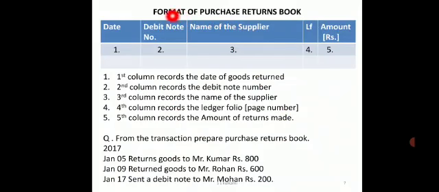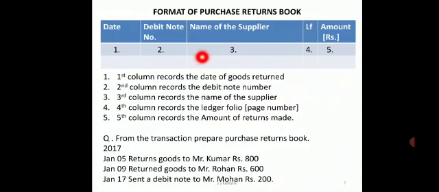Now you have the format of purchase returns. It is very similar to that of a purchase book. You have the date column, the debit note number column, name of the supplier, ledger folio, and the amount. So in the first column we write the dates of the returns.